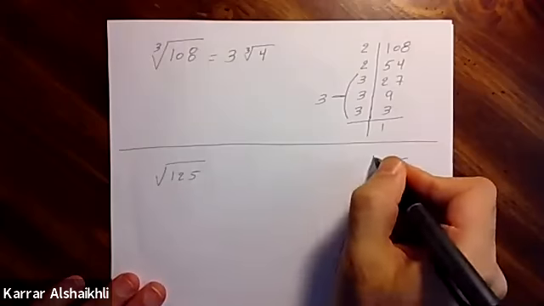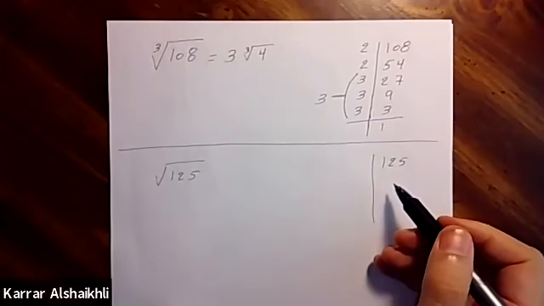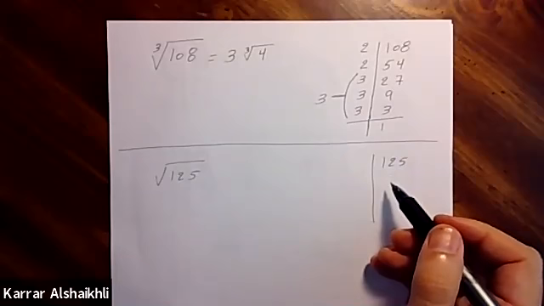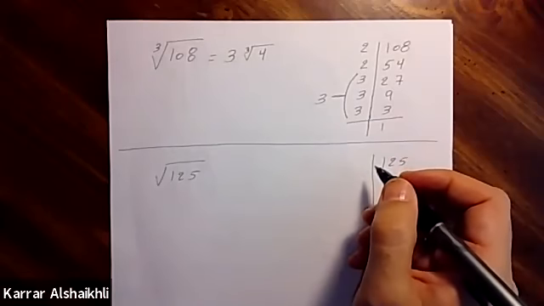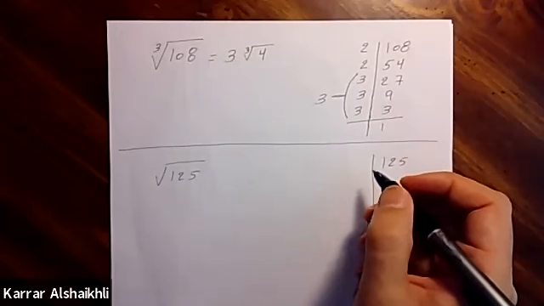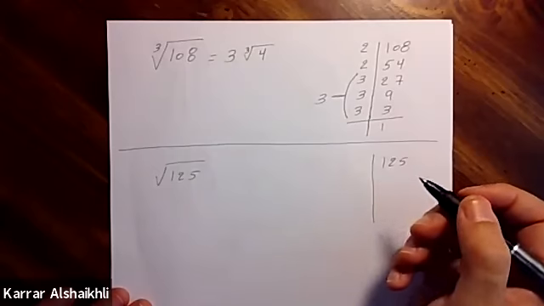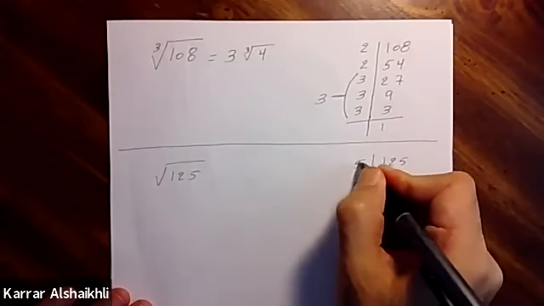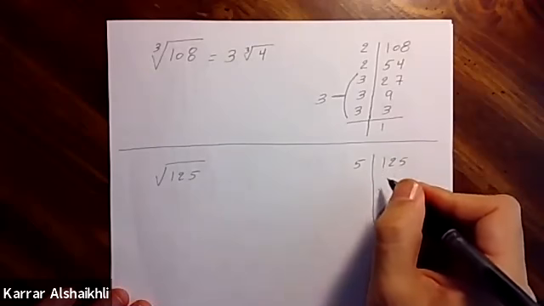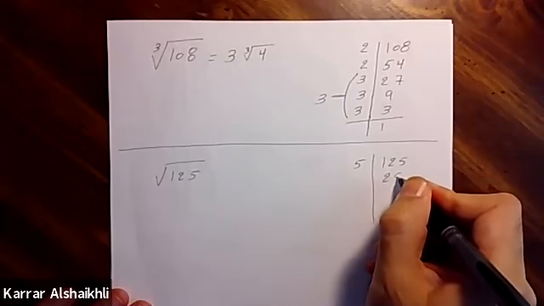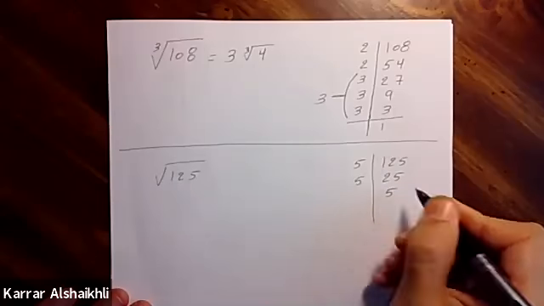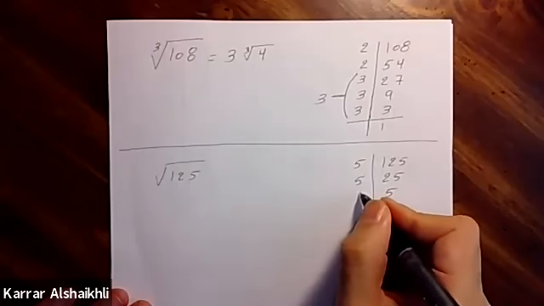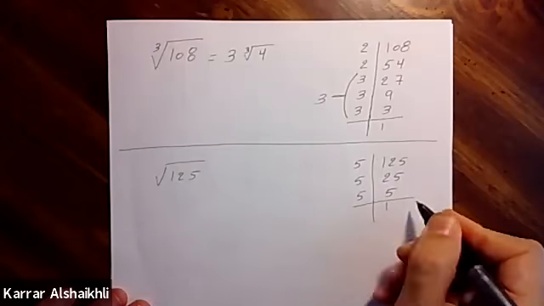125. 125, you can't divide it by 2 because it's going to be a decimal number. By 3, divide by 3 is going to be also a decimal number. By 4, you can't. By 5. So 125 divided by 5 is going to be 25. 25 divided by 5 is going to be 5. And 5 divided by 5 is going to be 1.